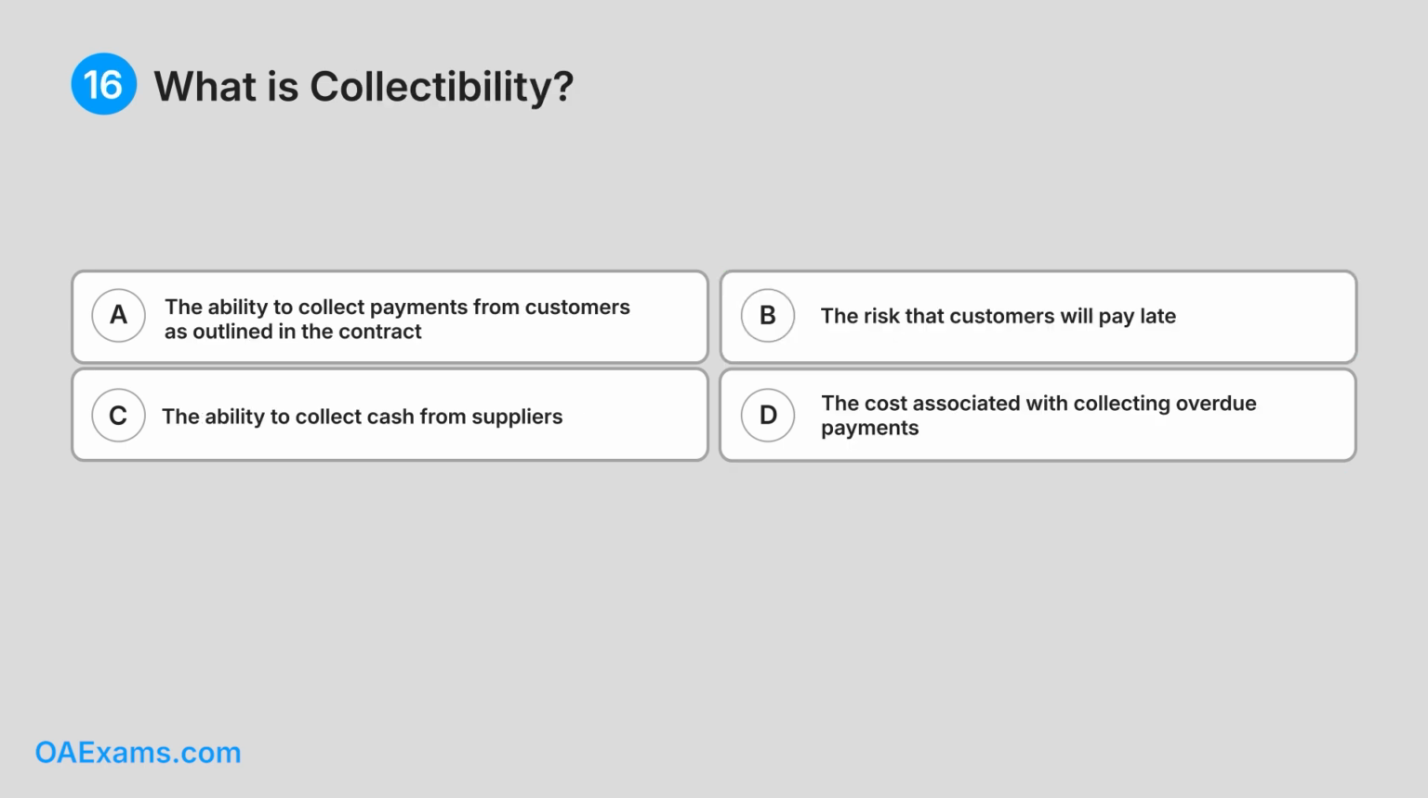16. What is collectibility? A. The ability to collect payments from customers as outlined in the contract. B. The risk that customers will pay late. C. The ability to collect cash from suppliers. D. The cost associated with collecting overdue payments. What do you think is the answer?